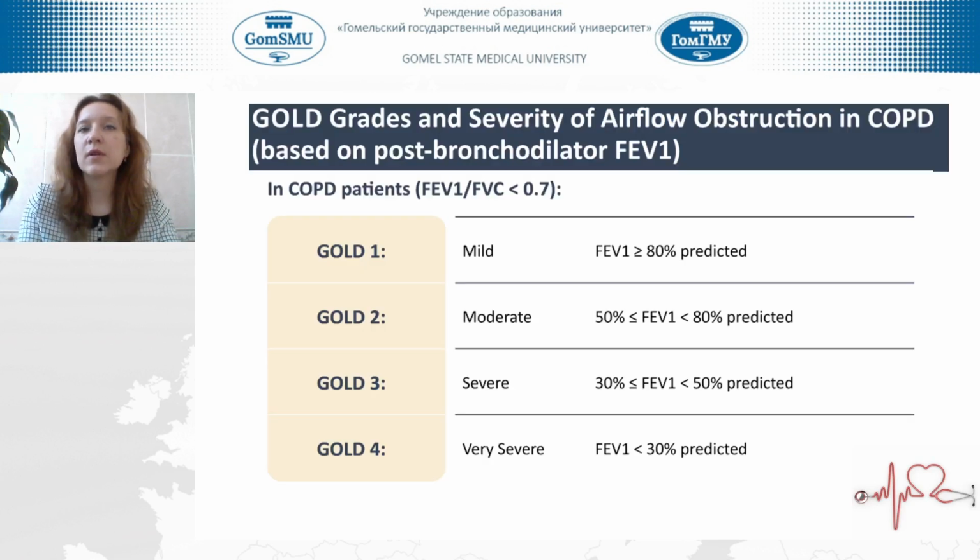GOLD grades and severity of airflow obstruction of COPD. Of course, it's based on post-bronchodilator FEV1 data, using a beta agonist. In COPD patients, the ratio of FEV1 to FVC less than 0.7 is specific for all of these, from first to fourth stage. For GOLD 1, mild stage, FEV1 is equal or more than 80%. It's a normal FEV1. For GOLD 2, it's a moderate grade, FEV1 from 50 to 80%. For GOLD 3, severe, from 30 to 50%, and very severe, FEV1 less than 30%, is GOLD 4.